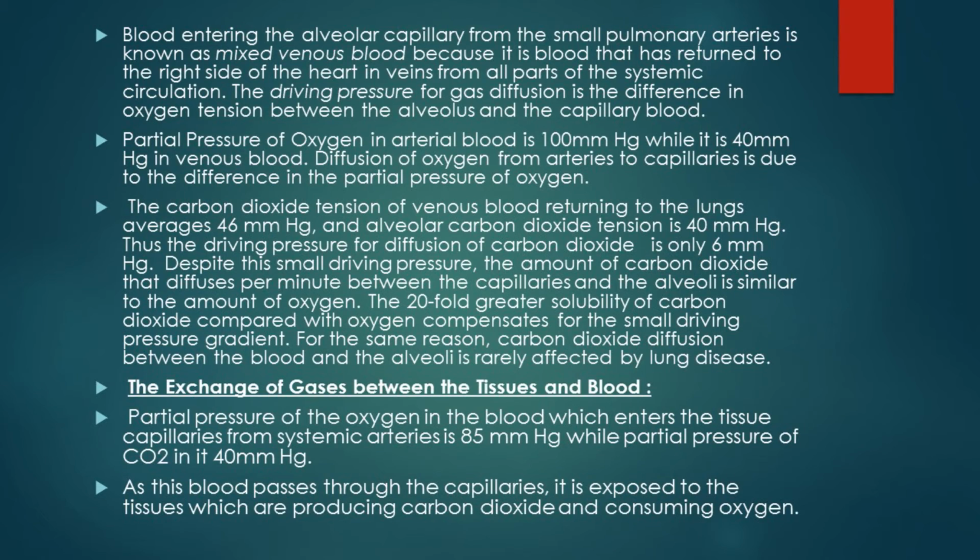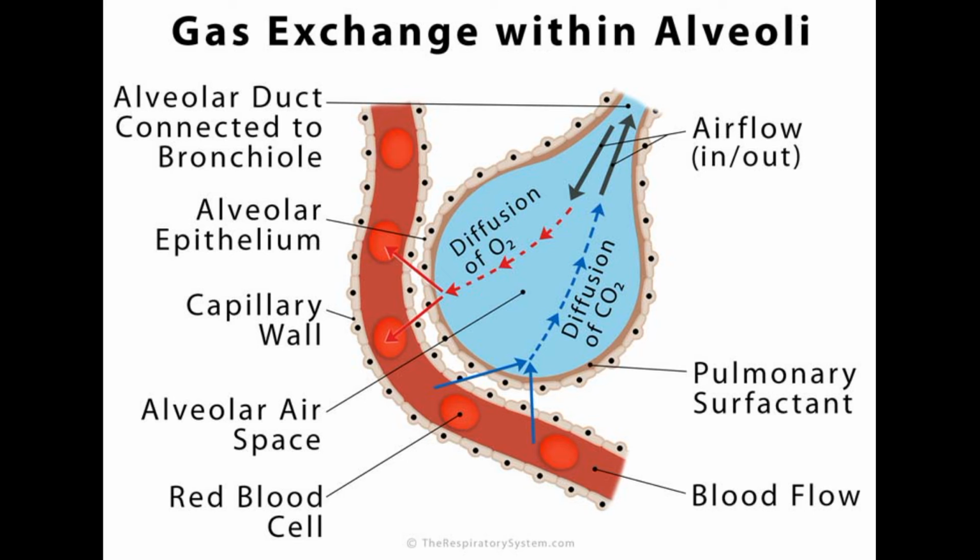The blood entering the alveolar capillary from small pulmonary arteries is known as mixed venous blood. Why is it mixed venous blood? Because it is the blood that has returned to the right side of the heart in veins from all parts of the systemic circulation. So the blood from the systemic circulation is poured into the heart, and the heart then pumps this mixed blood to the arteries of the pulmonary circulation. The driving pressure for gas diffusion is the difference in the oxygen tension between alveoli and the capillary blood.